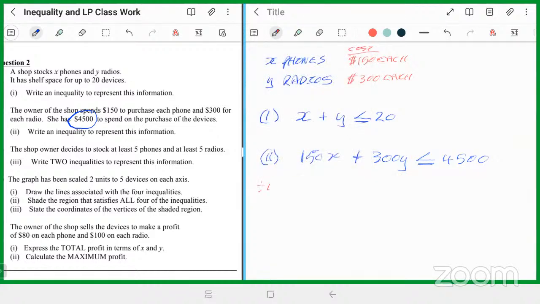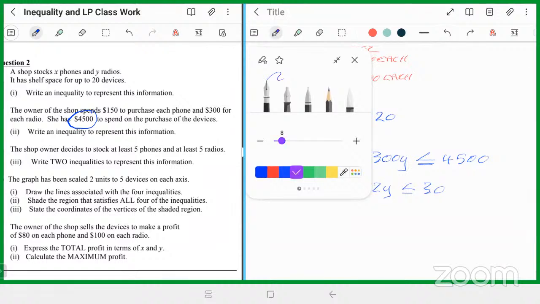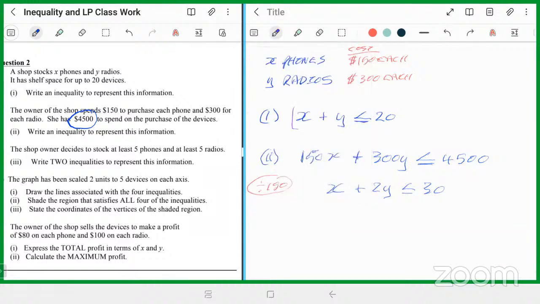So divide by 150. We divide this by 150, it becomes X. We divide this by 150, it becomes 2Y. We divide this by 150, it becomes 30. I divide 4,500 by 150, I get 30. So this now is really your second inequality. So we have two inequalities so far. Let me put them in boxes. I'll put this in a purple box. This is one inequality so far. And this is the second one.